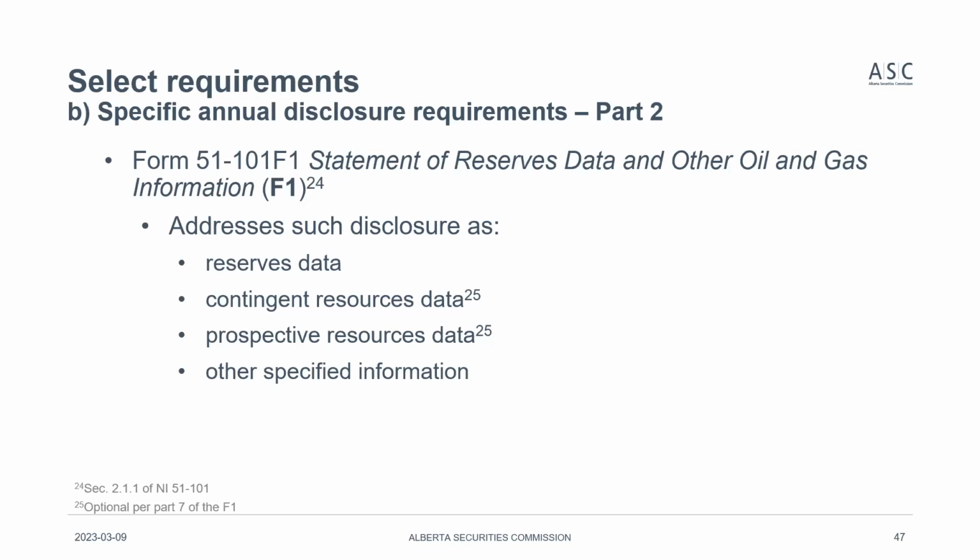We call it the Statement of Reserves Data, and we refer to the F2 and the F3 as forms, but then interestingly enough, we also call this the form. It gets rather confusing. We also talk about those other forms as reports. You're going to find lots of terminology when you look through 51-101 and these forms. So when we talk about the statement, we're always talking about the F1. And when we talk about the reports, we're always talking about the F2, the F3, and then the F4.